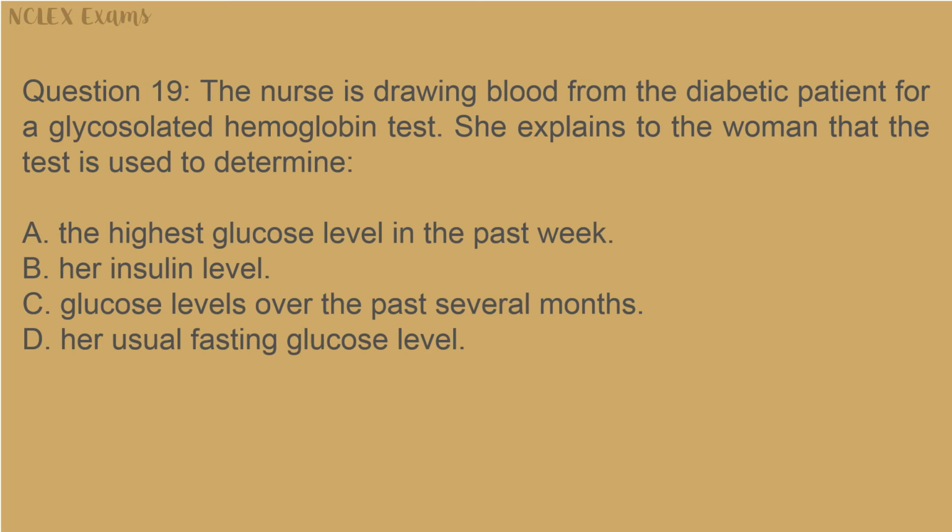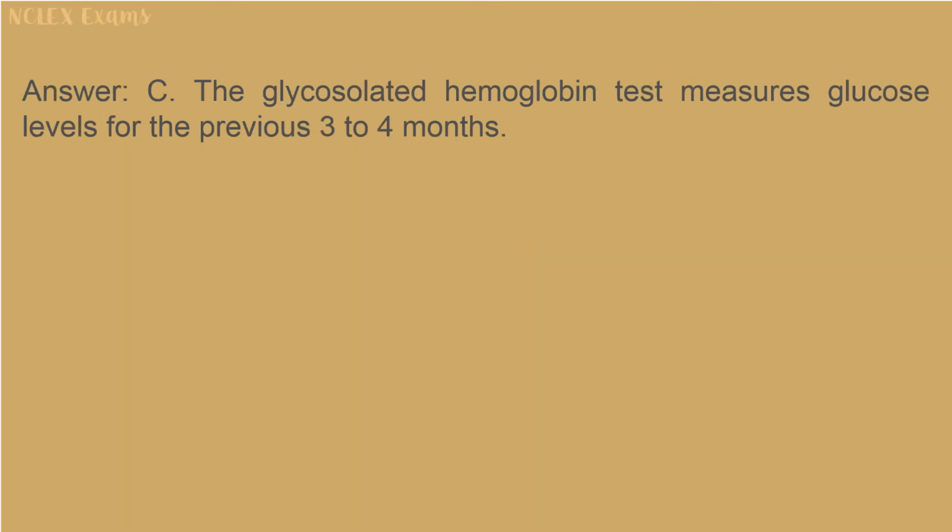Question 19. The nurse is drawing blood from the diabetic patient for a glycosylated hemoglobin test. She explains to the woman that the test is used to determine A. The highest glucose level in the past week. B. Her insulin level. C. Glucose levels over the past several months. D. Her usual fasting glucose level. Answer: C. The glycosylated hemoglobin test measures glucose levels for the previous 3 to 4 months.